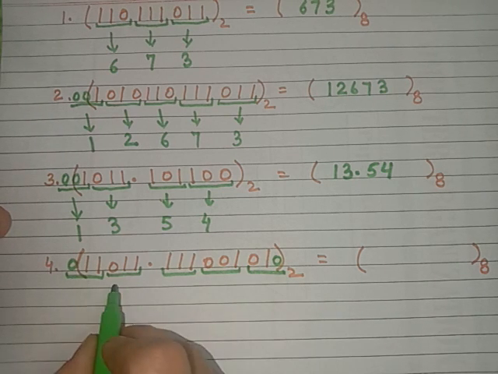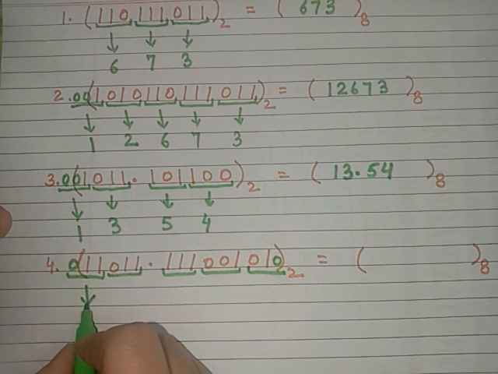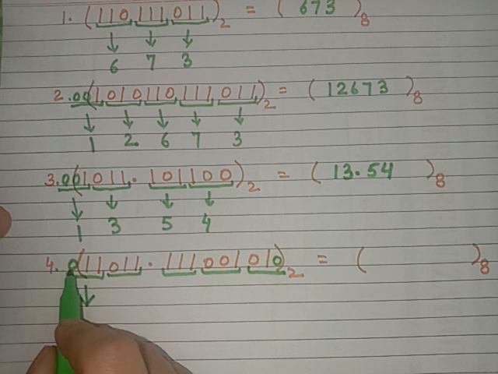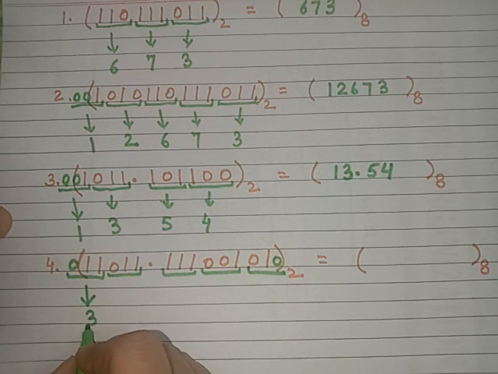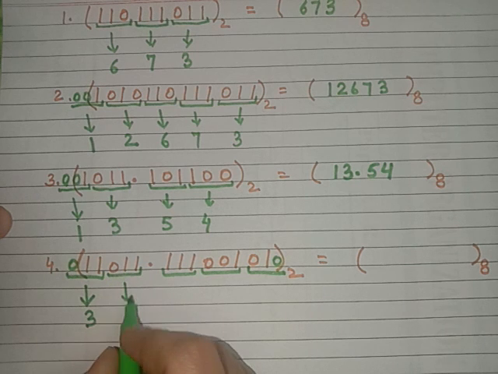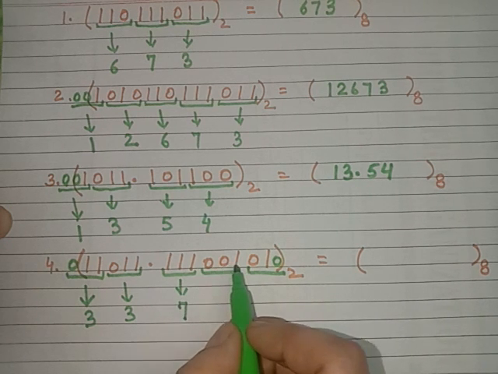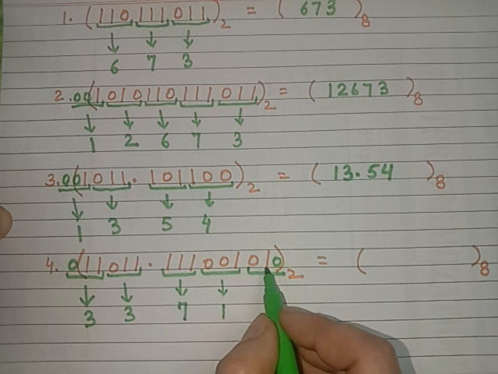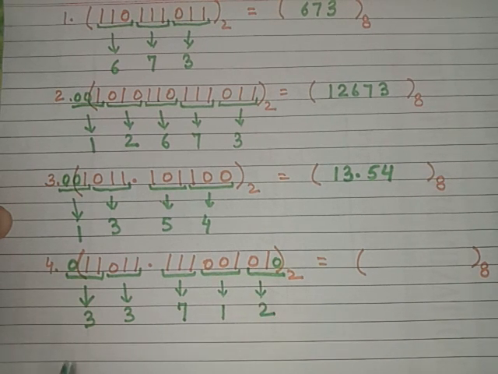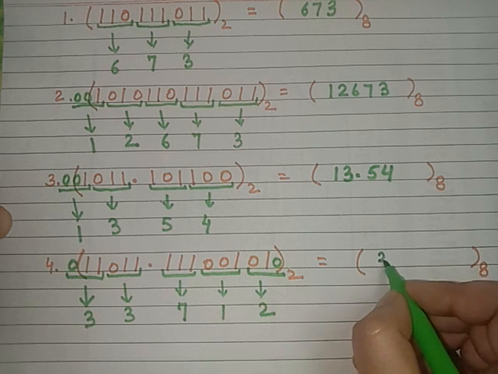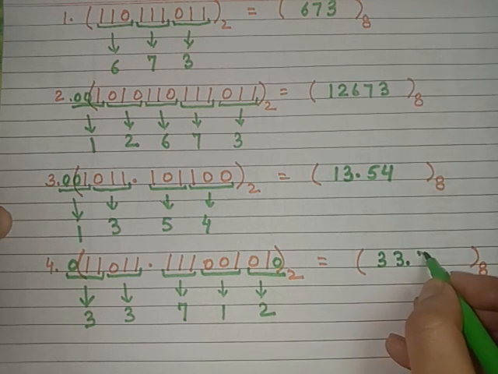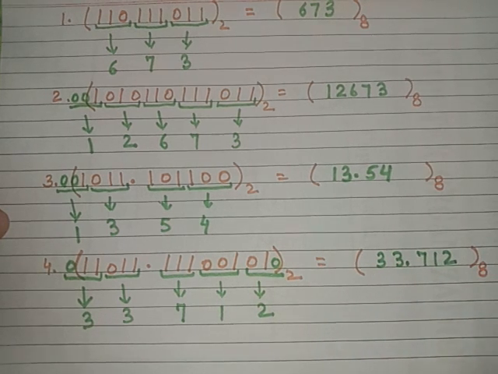So after making the groups, we will be writing the corresponding octal numbers of these 3-digit binary numbers. 011 will be equal to 3. Again 011, it's 3. 111, it's 7. 001, it's 1. 010, it's 2. So the number we actually have is 11011.111000101, and that will be equal to 33.712 in the octal number system.